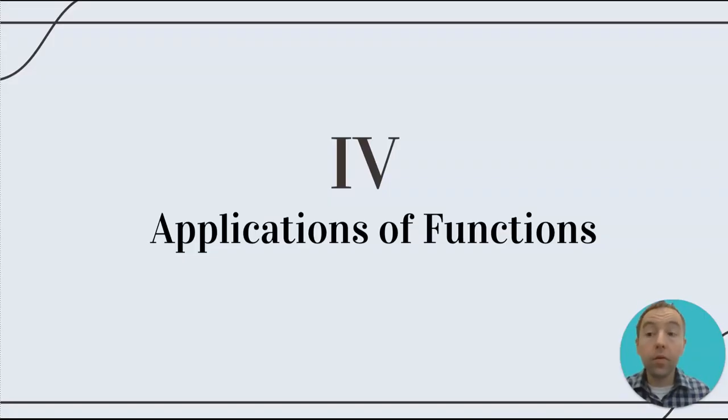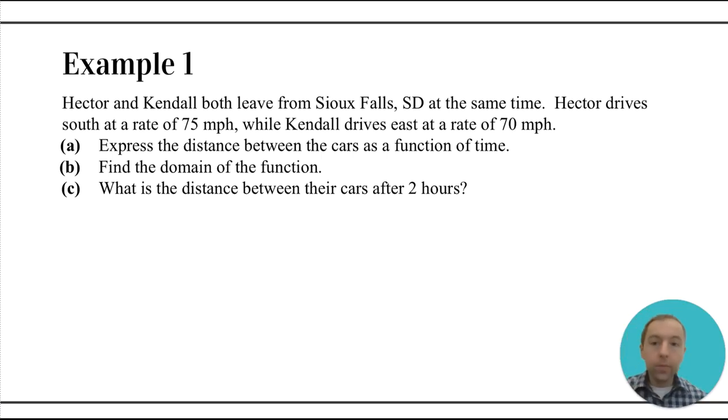We're going to look at a couple of examples of being able to model some different scenarios and work with these couple of problems. So in this very first example, we have 2 individuals, Hector and Kendall, that are both leaving from the same town, Sioux Falls, South Dakota, at the same time. Hector drives south at a rate of 75 miles per hour, while Kendall drives eastward at a rate of 70 miles per hour. So there's some different parts here, so let's just focus on one of the parts to begin with, which is to express the distance between the cars as a function of time.